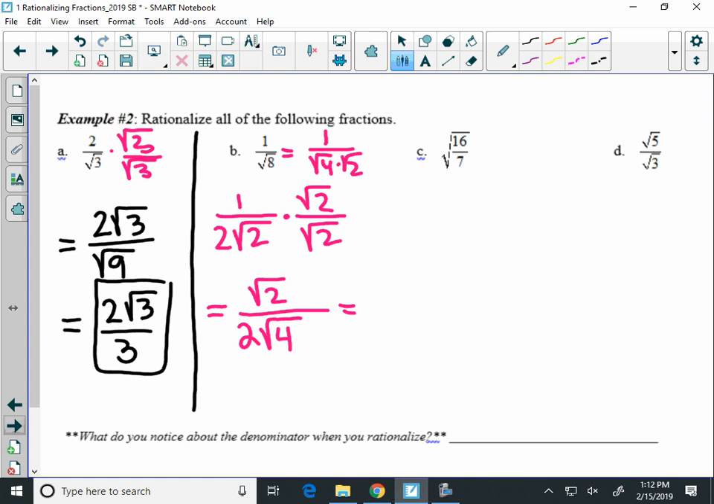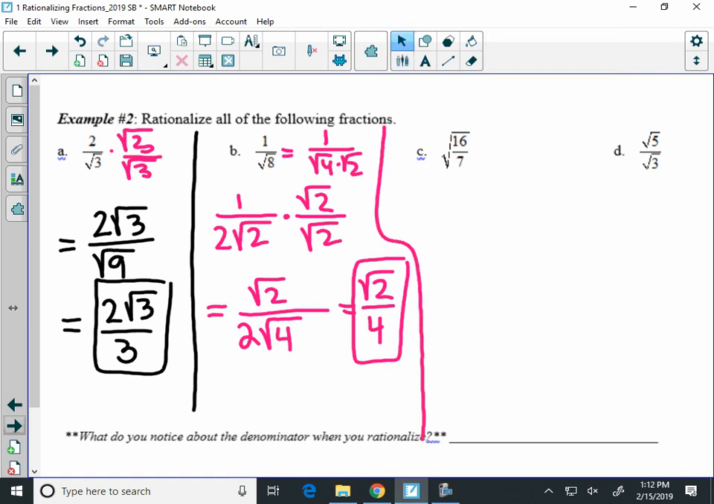Well, what's the square root of 4? 2. So this is really 2 times 2, which is 4. So the answer is radical 2 over 4. This is equal to 2 right here. So you have 2 times 2, which gives you 4. What if you multiply by radical 8? That's fine. You would still end up with the same thing. You would just have to simplify later on.